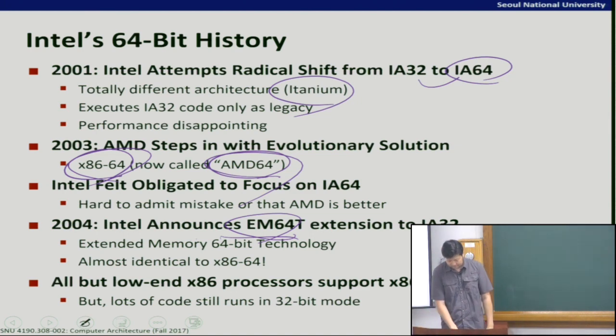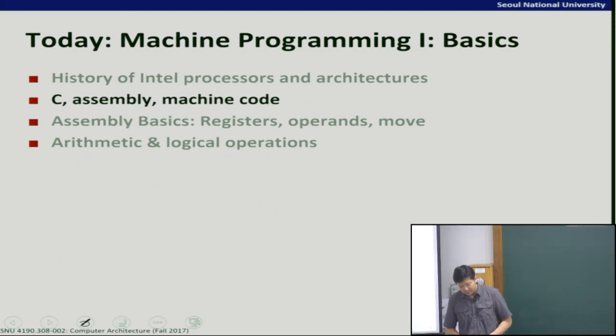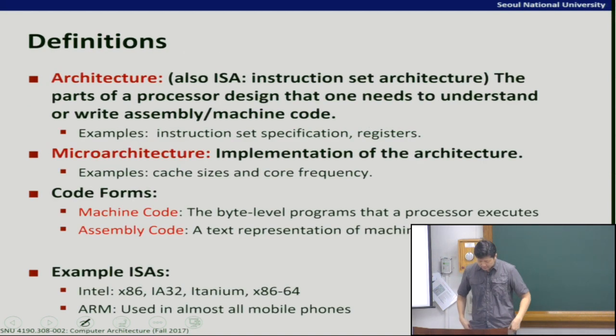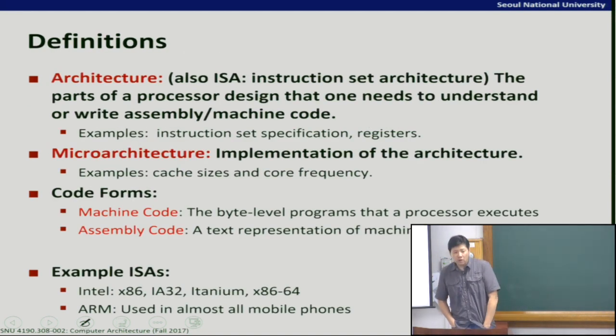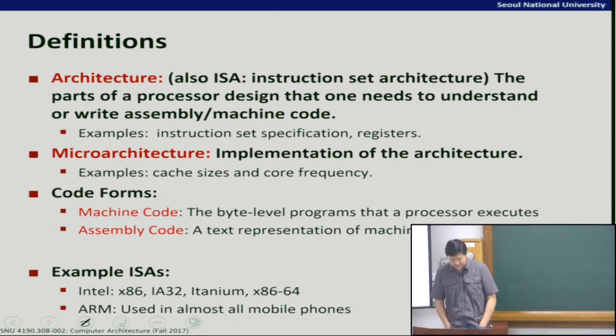Okay, so that's a brief history, and so let's move on to the concept of assembly and machine code. I already explained what machine code and assembly code are, but let's be more concrete. Let's review. I talk a lot about architecture, or ISA. So what is ISA, or architecture?